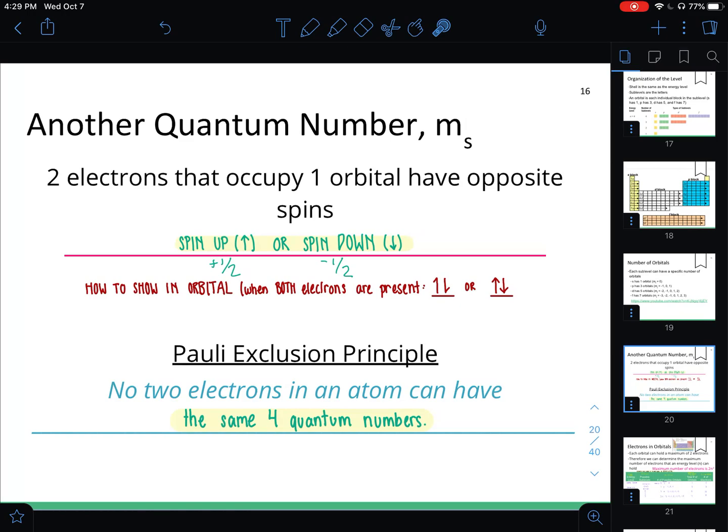And the reason why we have one spinning up, one spinning down is due to the Pauli exclusion principle. It tells us that no 2 electrons in an atom can have the same 4 quantum numbers. So they can have the same n, L, m sub L, but when they get to the m sub s, one electron will be spinning one direction and one will be spinning the other. We'll get into more of this principle in just a few slides.